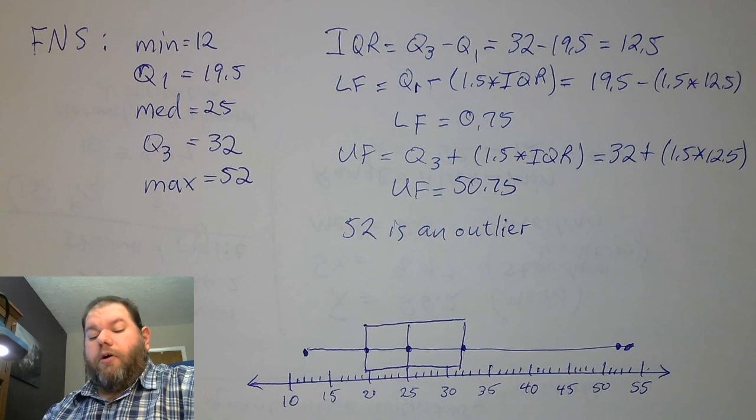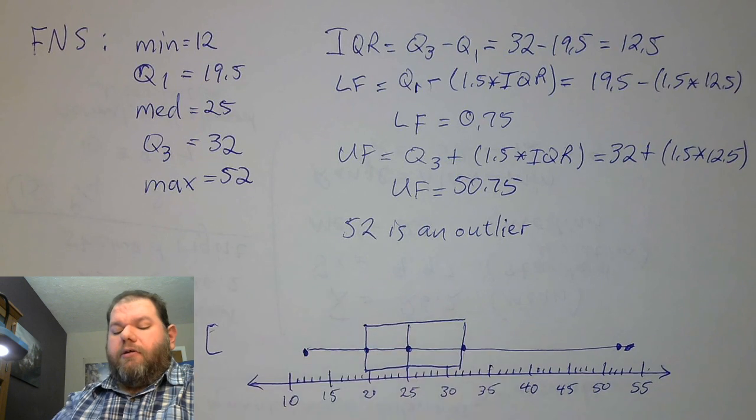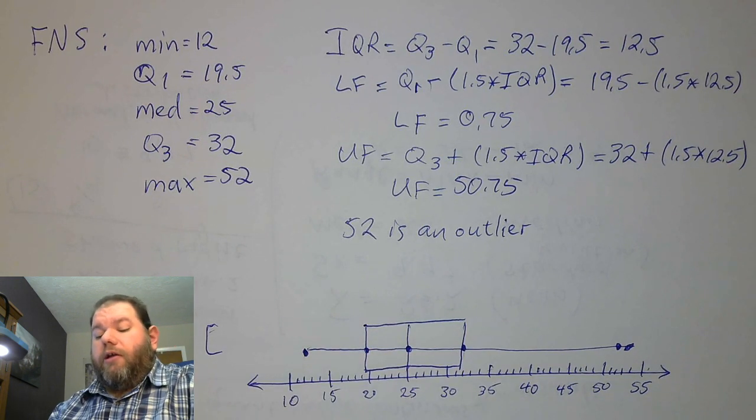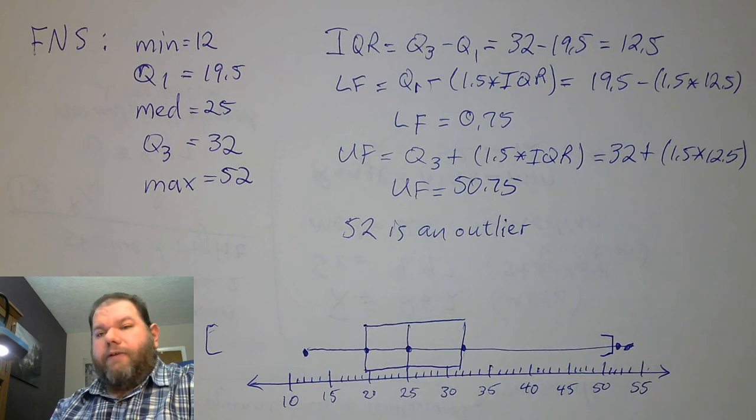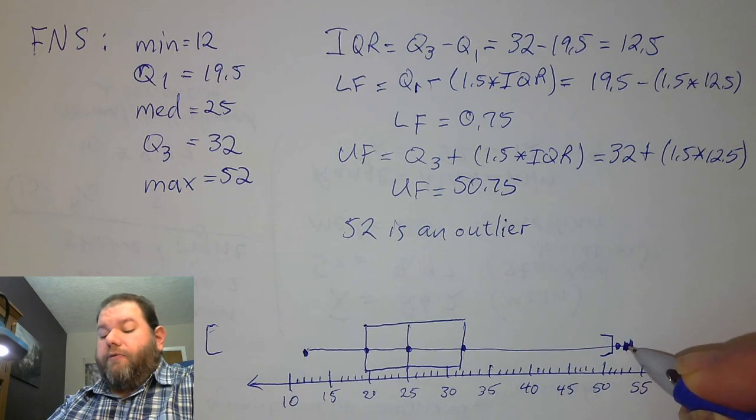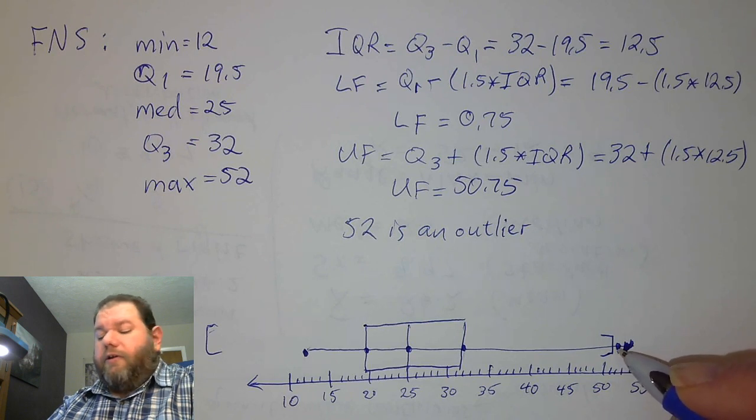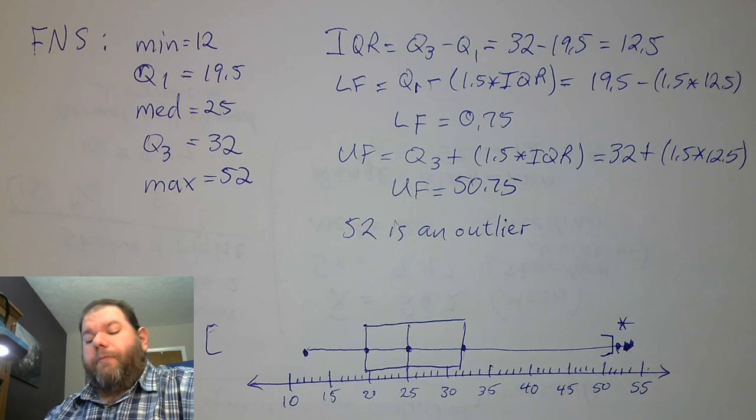Now our lower fence is at 0.75. Now I didn't include that on the graph, but it's over here somewhere. And our upper fence is at 50.75, which is actually a little bit before our last data value. So again, I just scratched that out, so ignore that part. This is our final dot, and it doesn't go any further past that. But our fence is at 50.75, which means it's to the left of our maximum value. And this is an outlier, so we'll make an asterisk there. And so that would be our box and whisker plot.